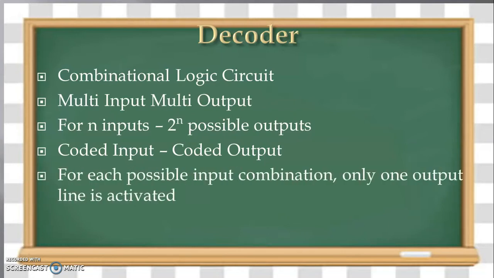In a decoder, for each possible input combination, only one output line is activated. Meaning, for each combination of the input, the data is transferred to the selected particular line at the output side. Now let us see the block diagram, then it will be very clear.